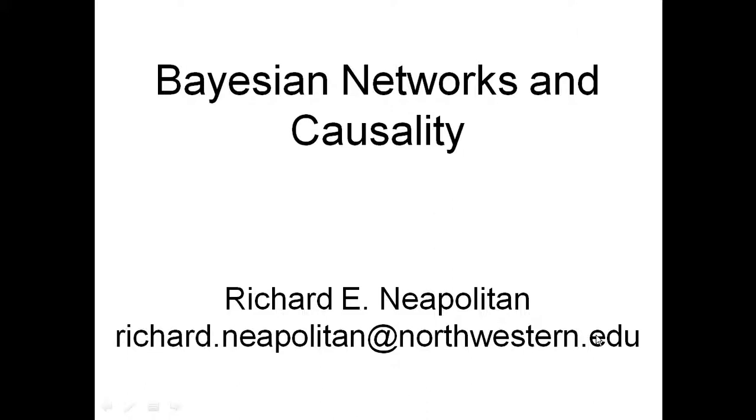Hi, Rich Neapolitan. We talked about Bayesian networks and influence diagrams, and they were always just created. I said one way to create them is based upon the knowledge of an expert. We simply use the causal relationships that the expert believes are present amongst the variables. But they can be learned from data also.